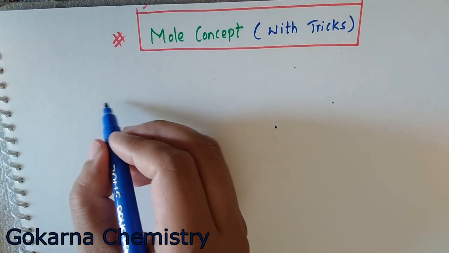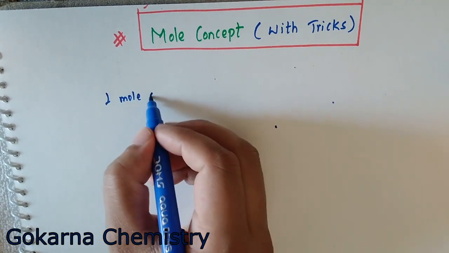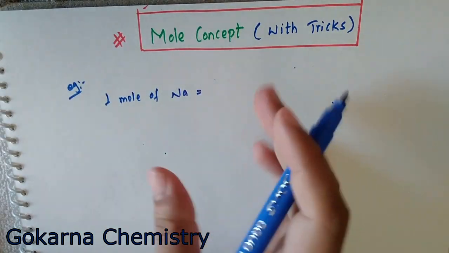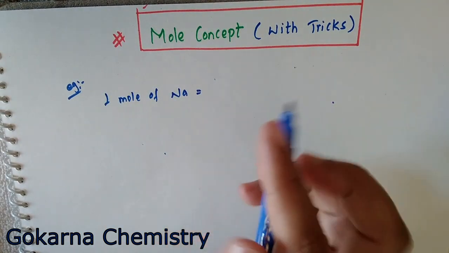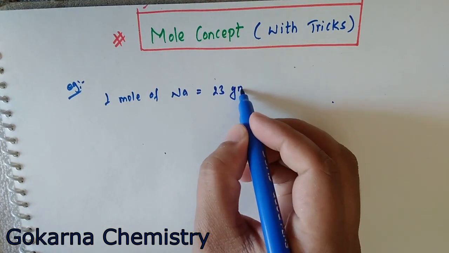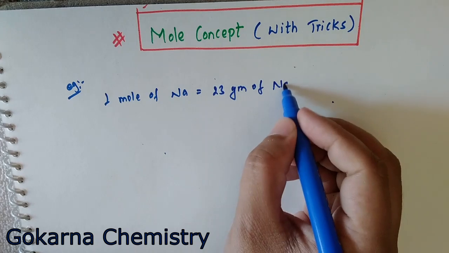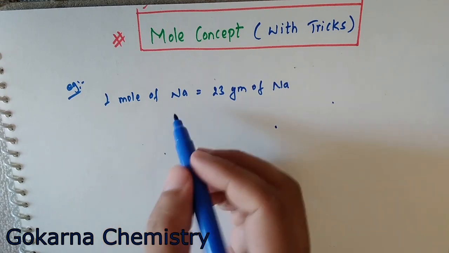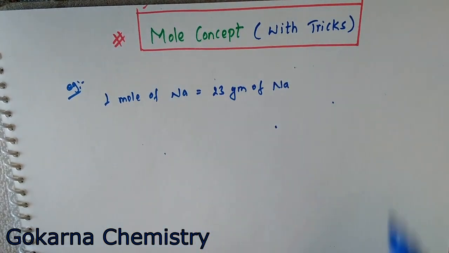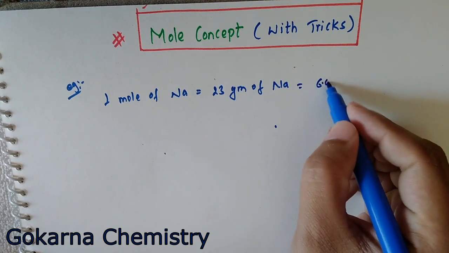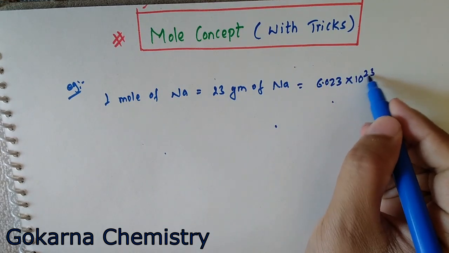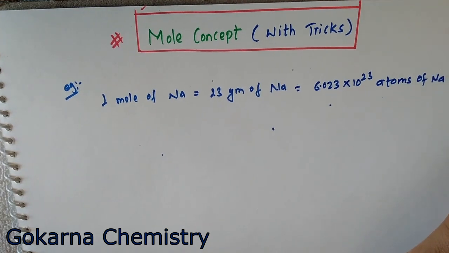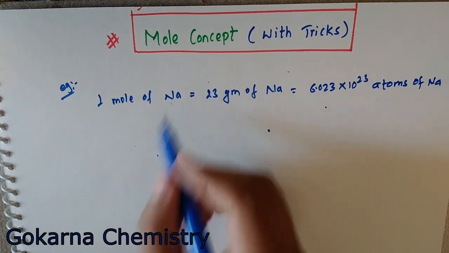Here we can also relate that, for example, 1 mole of Na means how much mass of Na? 23 gram of Na. 1 mole of Na equals 23 gram of Na. And 1 mole of Na means how many atoms of Na? 6.023 into 10 to the power 23 atoms of Na. This is for atoms.